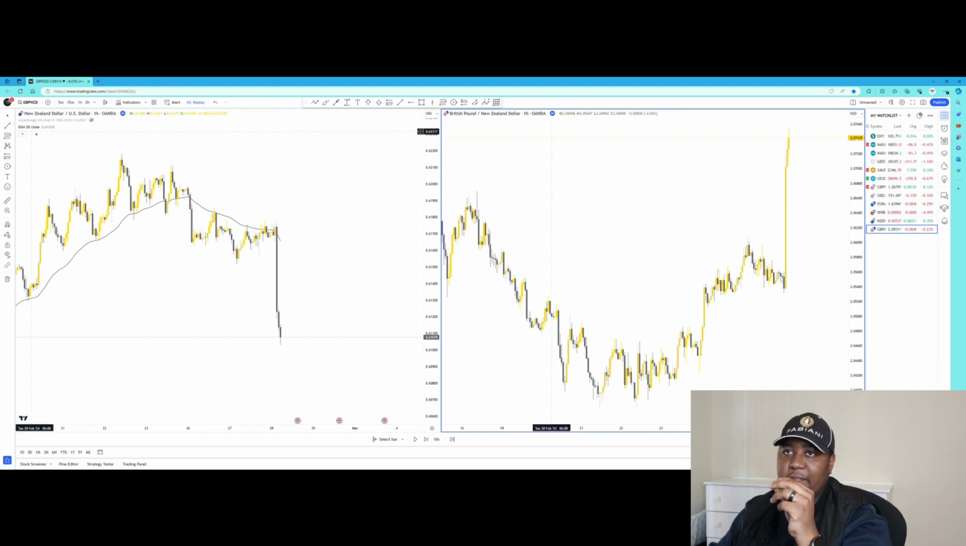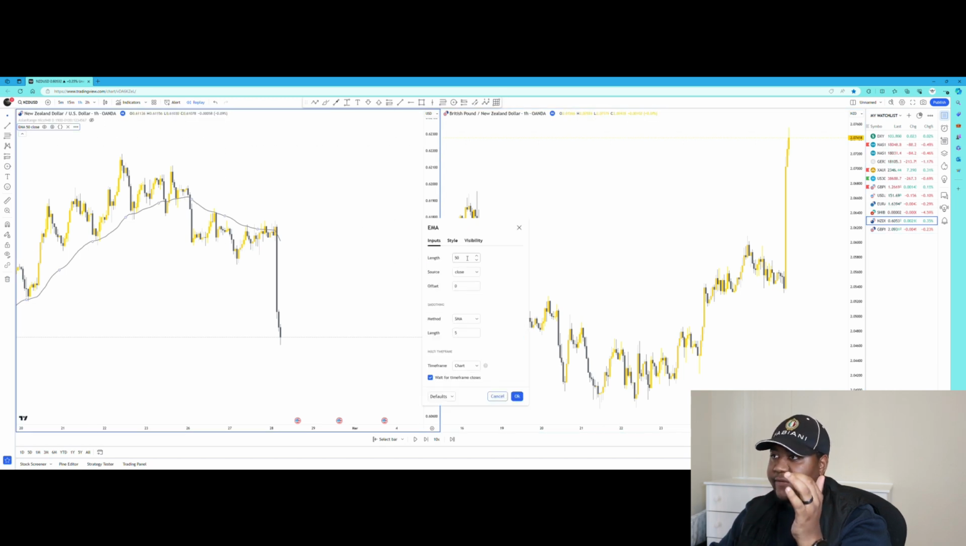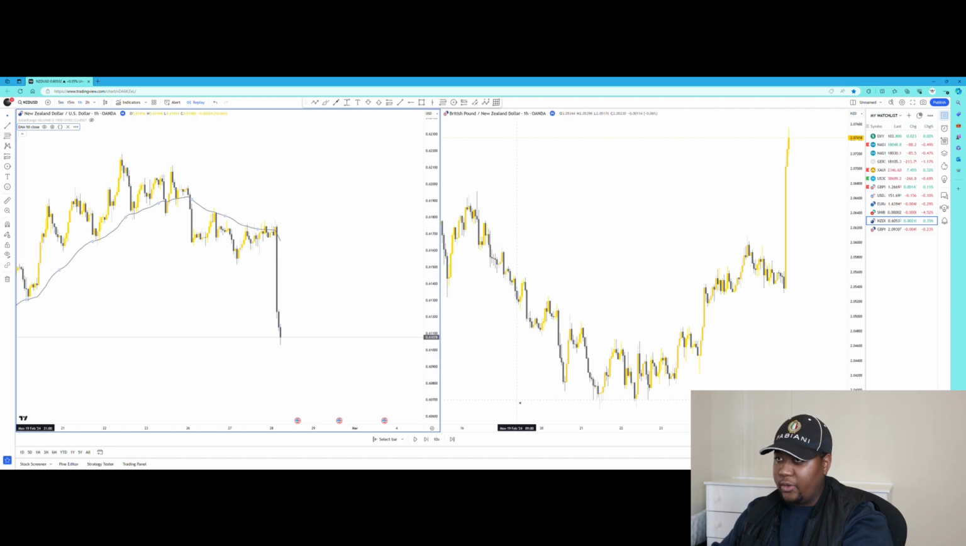Okay, so the indicator that I want you to put on is called EMA 50. If you just search your indicators for EMA, you press Moving Average Exponential. It's going to display the settings, and you can just type 50 where it says length and press okay. It will help you spot the trend.